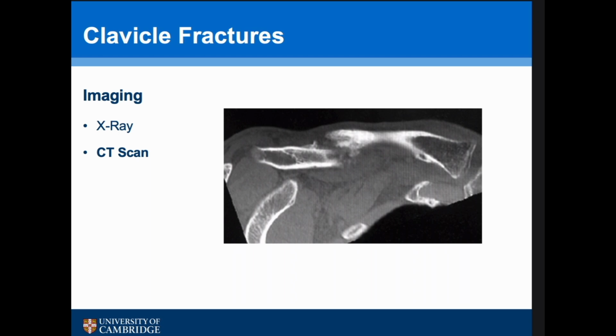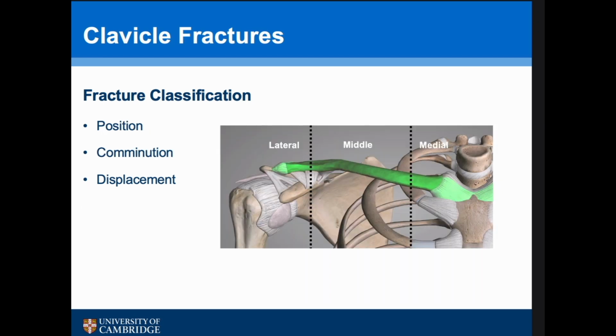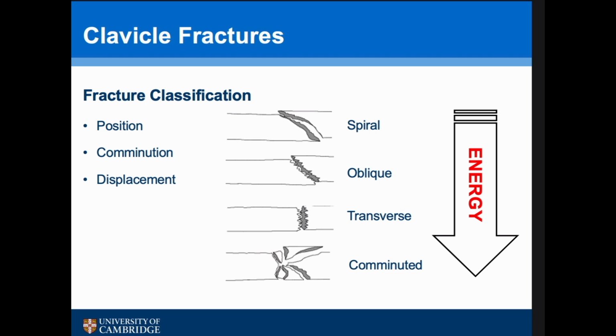So fracture classification is important. This really helps us to know how we're going to treat fractures. The important thing is to look at the position of the fracture, so whether it's in the middle or lateral or medial parts of the bone. Comminution is important, so you can have a spiral fracture, an oblique fracture, a transverse fracture and a comminuted fracture. And actually these fractures occur with increasing amounts of energy. So a comminuted fracture, not only is the bone broken into smaller parts, it's required more energy to do this.